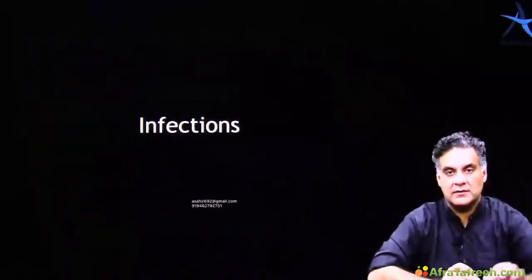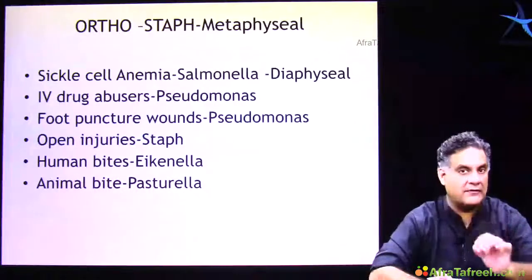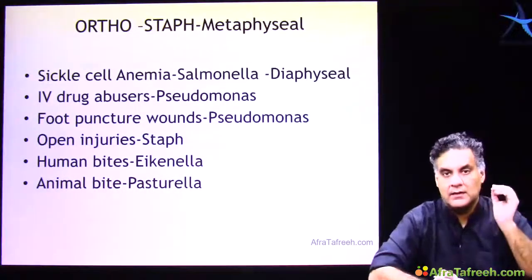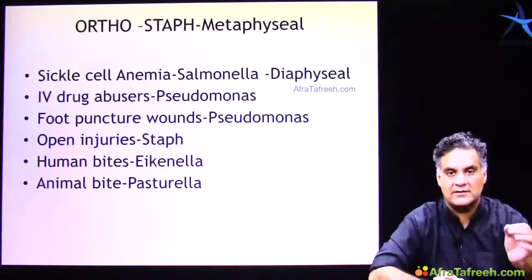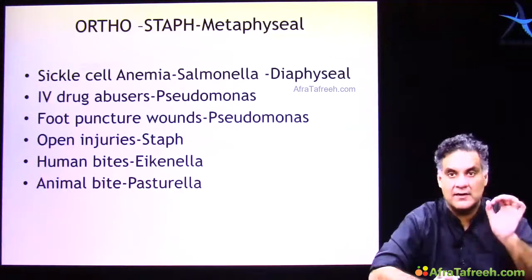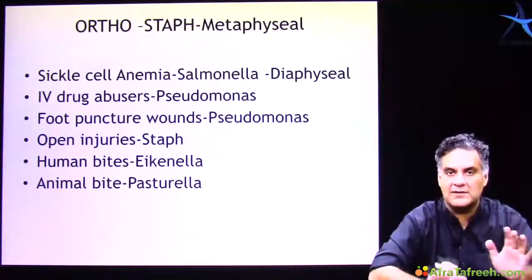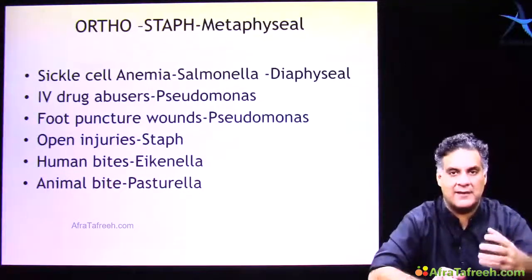Coming to infections, remember in orthopedics, the number one organism is Staphylococcus aureus, and the area affected is the metaphysis. As I had already told you, infections and tumors involve the metaphysis. Some exceptions that you should remember: sickle cell anemia. Salmonella is the organism, but it affects the diaphysis. If they ask you metaphysis in sickle cell, think about Staph aureus. Drug abusers, Pseudomonas. Foot, Pseudomonas. Open injuries is also Staphylococcus aureus. Human bites is Eikenella, animal bites is Pasteurella.